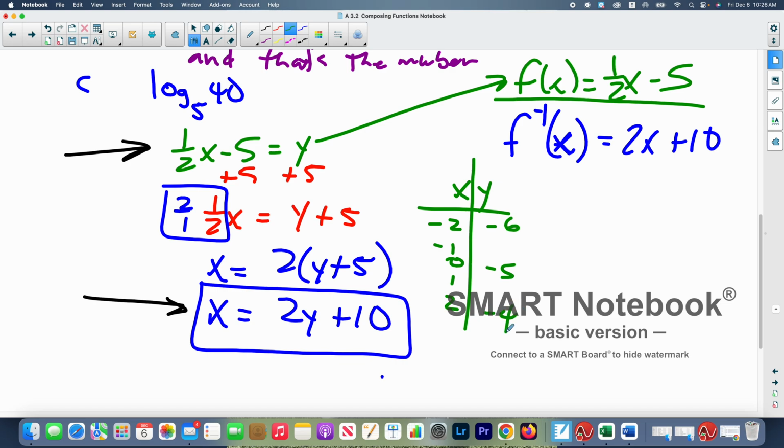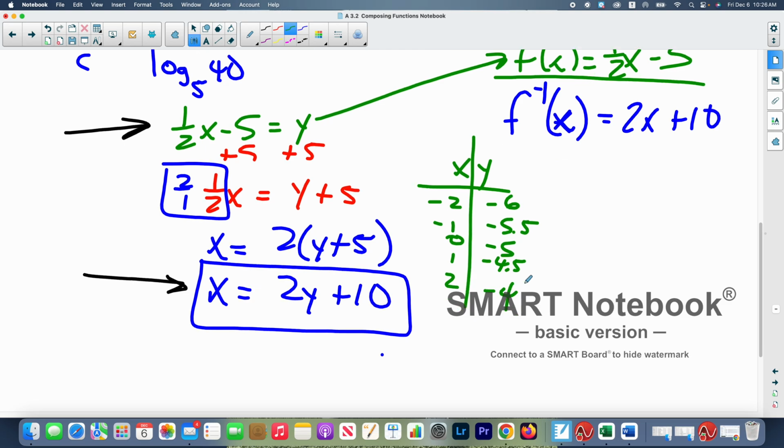All right? You might be able to guess what's in between there, but if I plug them in, -1 times a half is -0.5. Minus 5 is -5.5. And this one's -4.5. Okay? I still think you got enough room on there.